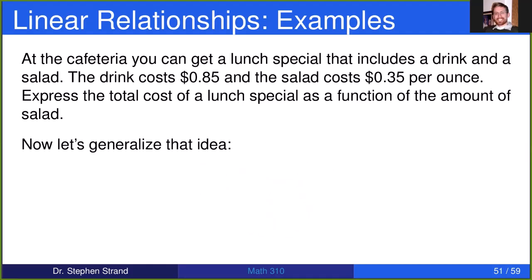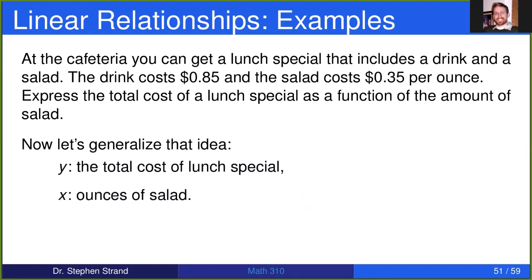So now what we want to do is generalize that process. How can we think of that as a function? Well, we can think of the output as the total cost of the lunch special. We'll call that y. And then we can think of the input as the ounces of salad that we get, which we'll call x. And if we do that, then we can calculate the total by taking the amount of the drink, which was 0.85 of a dollar, right? 85 cents. And then we multiply the number of salad ounces by 0.35. And that function, that equation, will give us the total for any salad amount that we want.